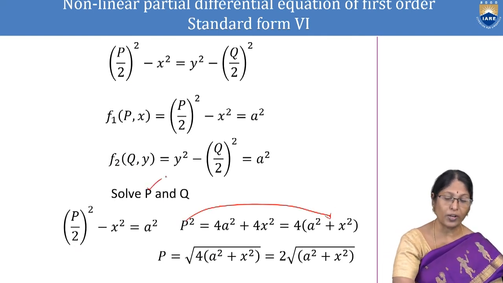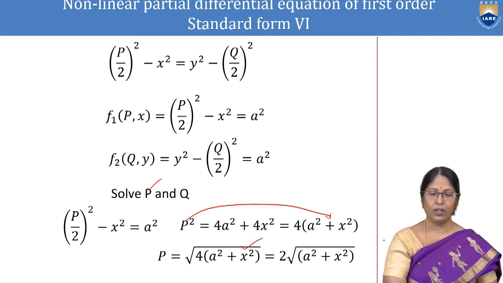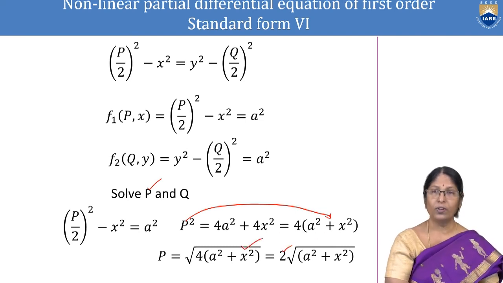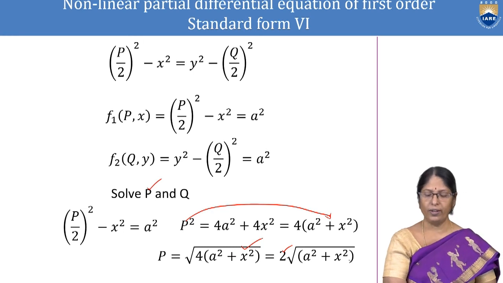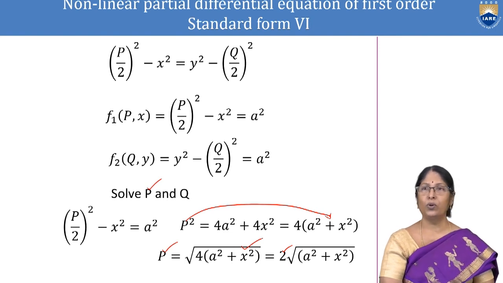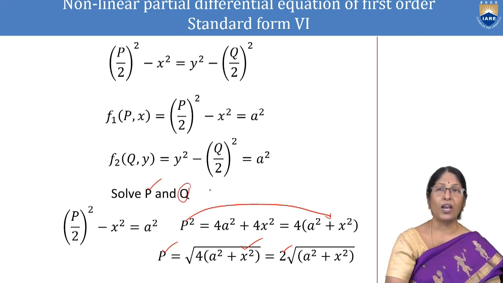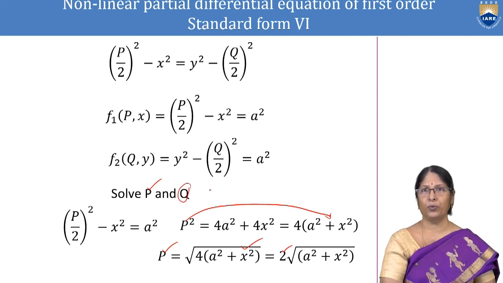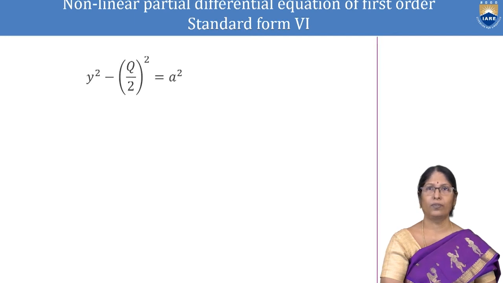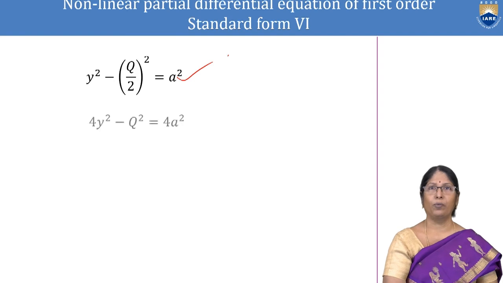But we wanted P, so we will find the square root of it. The square root of 4 is 2, so we take it outside. So we got the value capital P equal to 2 into square root of a square plus x square. Similarly, now we have to find Q. This is the thing according to our problem.